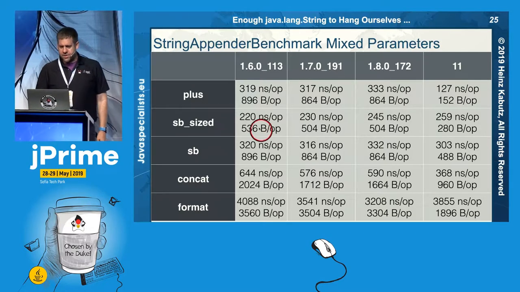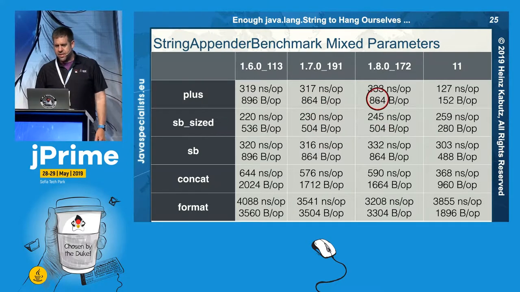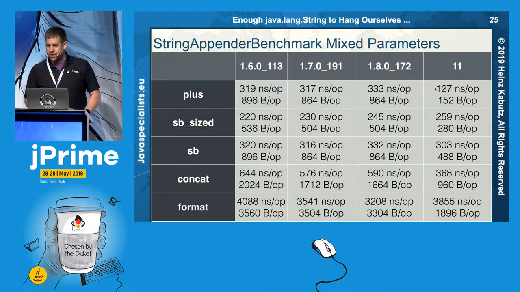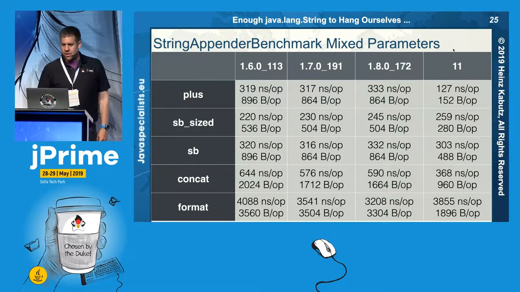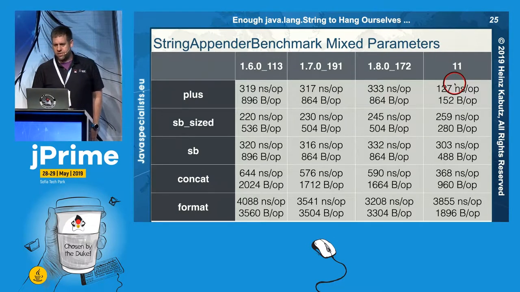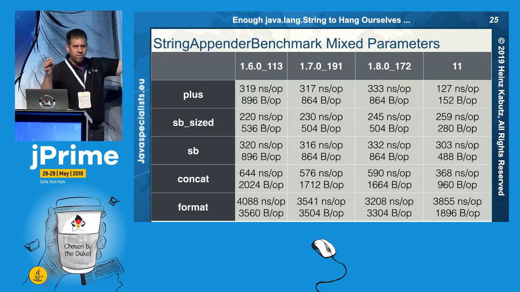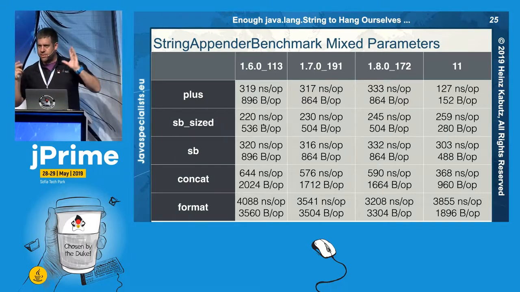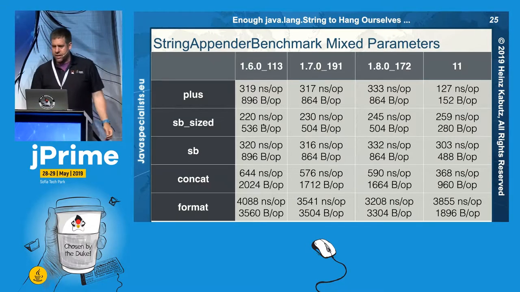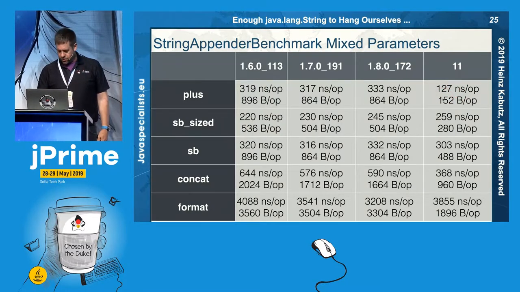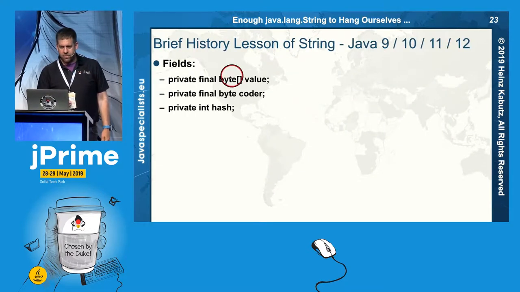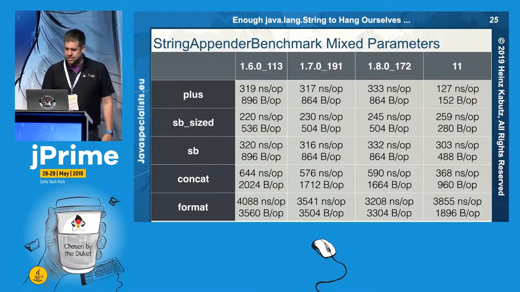And this sort of stayed the same throughout the Java versions. The number of bytes changed because of some technical reasons, but it stayed the same in Java 1.6, 1.7, 1.8. Then in Java 9, 10, 11, I'll just put 11 here, but that's for all of them, it's different. You notice that the plus has now become the fastest. The best before was 220 nanoseconds with very complicated, ugly code, and now the simplest thing that could possibly work, just the plus, is almost twice as fast. It uses fewer bytes because, of course, we've got a byte array rather than a char array. So it uses fewer bytes. It's faster.